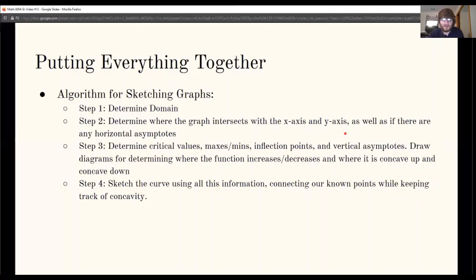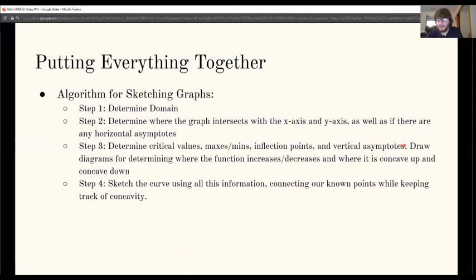Step two, we want to determine where the graph intersects with the x-axis and y-axis, as well as if there are any horizontal asymptotes. Finding intersections of the x-axis and y-axis is pretty simple. We just want to see for the x-axis where y equals 0, and for the y-axis where x is equal to 0. And horizontal asymptotes come in handy when we're sketching it. We would know that we don't have to draw any points above a certain line, that kind of stuff.